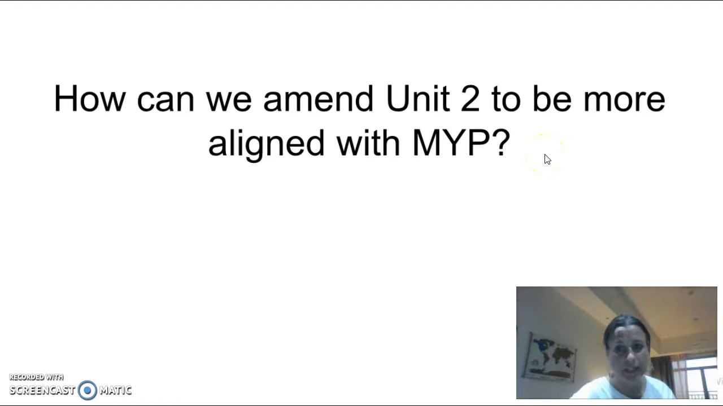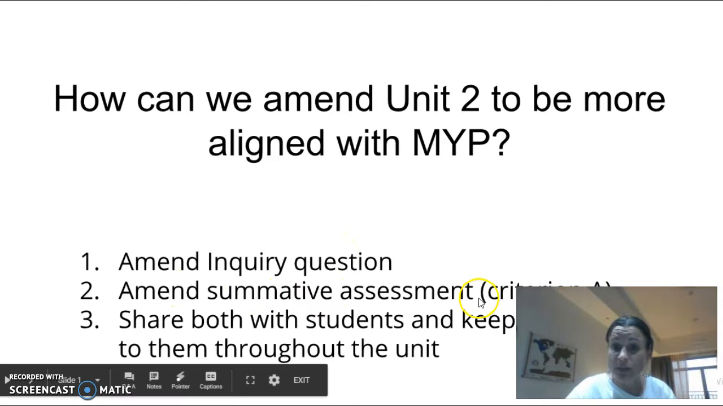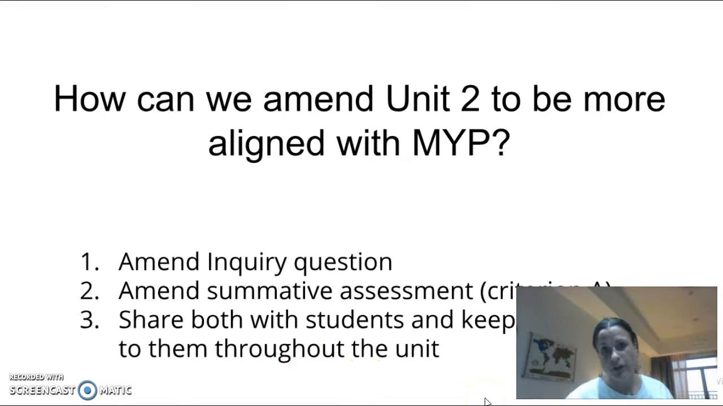We're not going to get it fully aligned, but we think there's two things that we can do that will really change how we teach, and it will make sure that we're doing things a bit more MYP-ish. So one of the things we need to do is amend the inquiry question. We also need to amend the summative assessment, so criterion A, and we'll share both of these with the students in the beginning of the unit, and we'll keep referring to them throughout the unit, so that they know what they're going to be assessed on and why it's important that they know certain information.